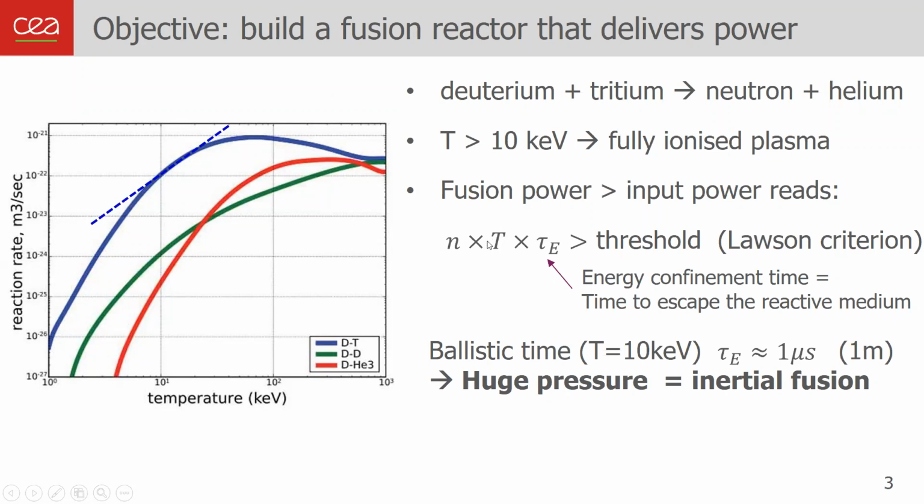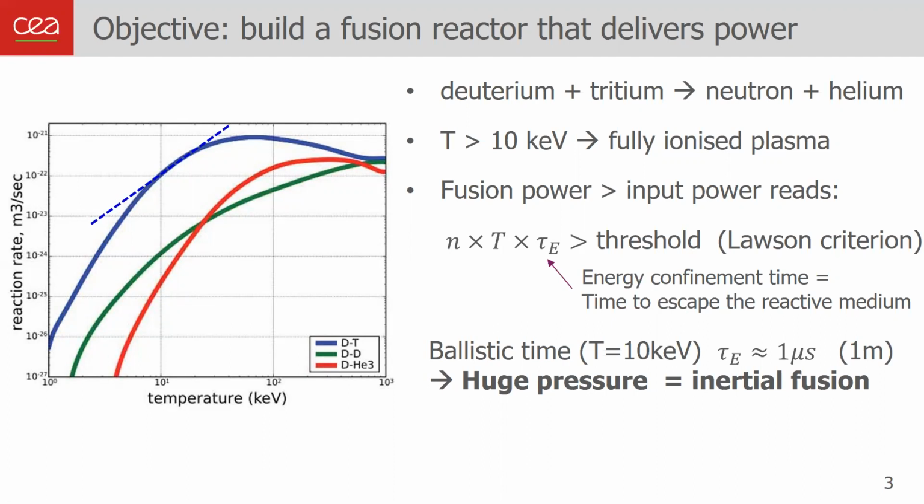And this basically translates into what we call the triple product, or the Lawson criterion, which is the product of the plasma pressure, or density times temperature, times the energy confinement time. And this triple product has to be higher than a certain threshold. This confinement time, we have to understand it as the time needed for the energy to escape the reactive medium up to the medium boundary, which is the wall of the reactor, basically.